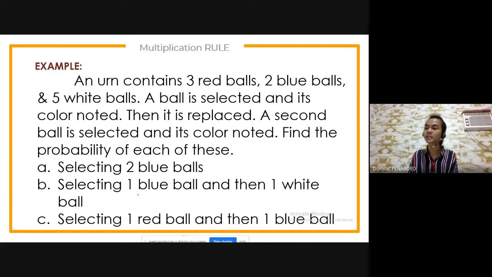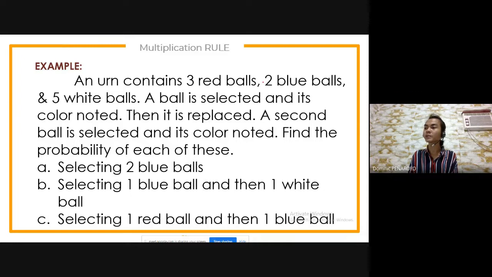Letter B, selecting 1 blue ball and then 1 white ball. Letter C, selecting 1 red ball and then 1 blue ball. Okay, so let's start with letter A, selecting 2 blue balls.